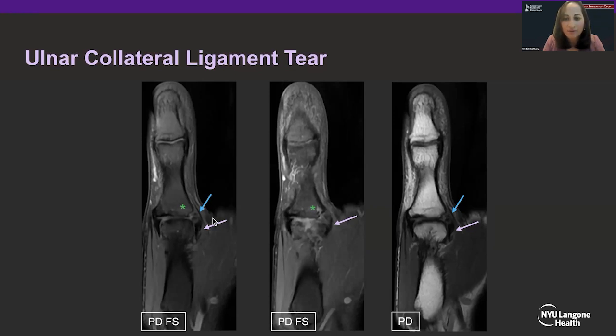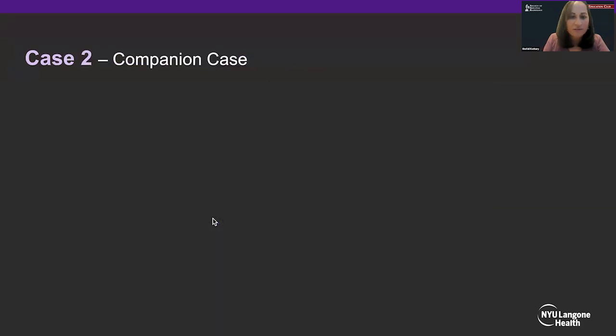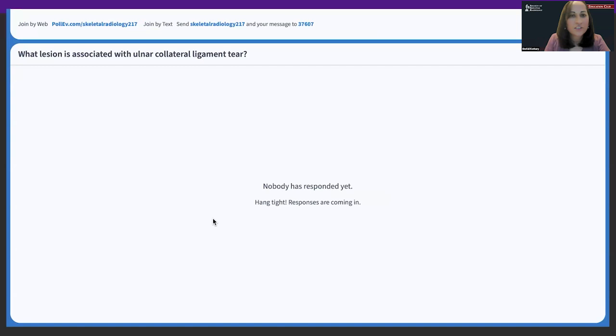And then similarly on our proton density weighted sequence, we can see that retracted ulnar collateral ligament with that avulsion fracture. So now our next case, our companion case. Okay, so what lesion is associated with an ulnar collateral ligament tear?